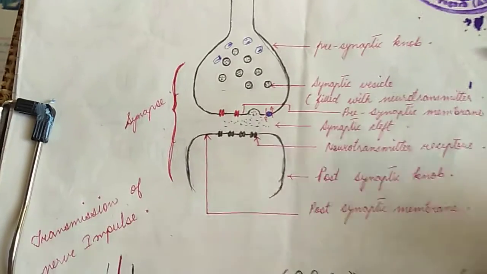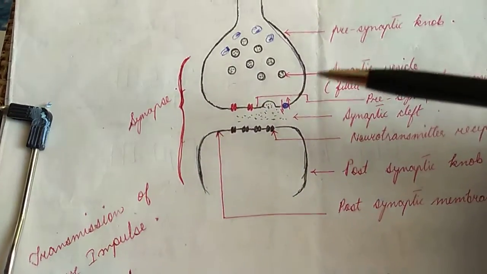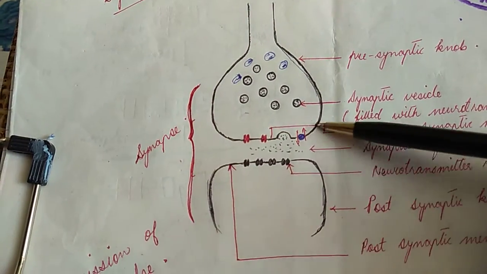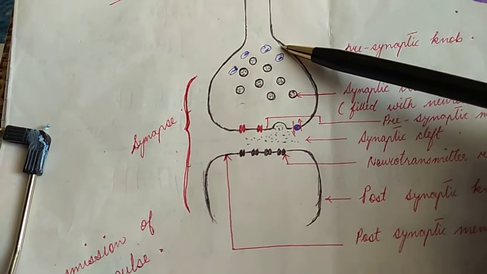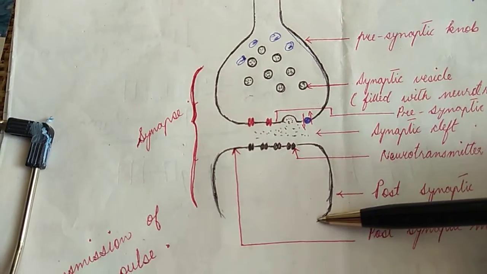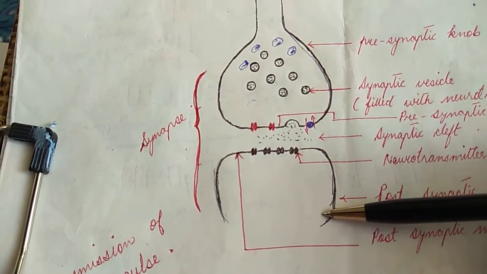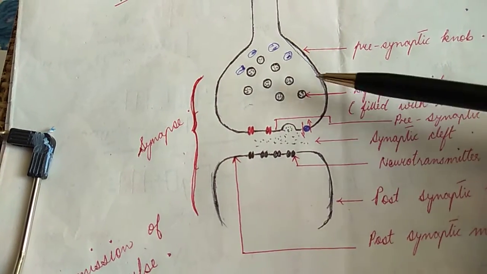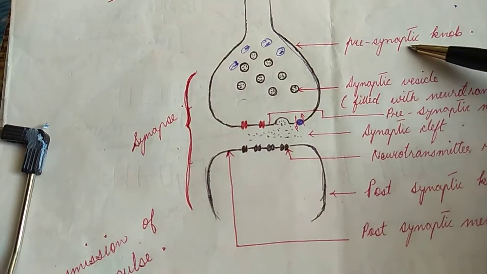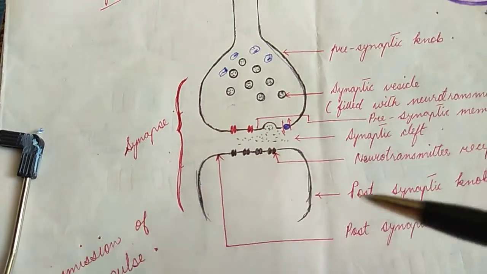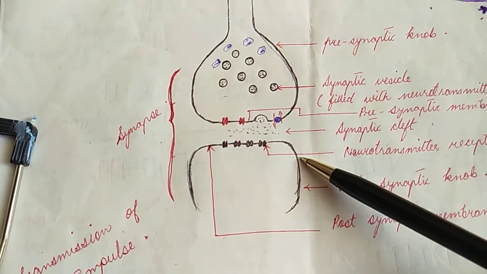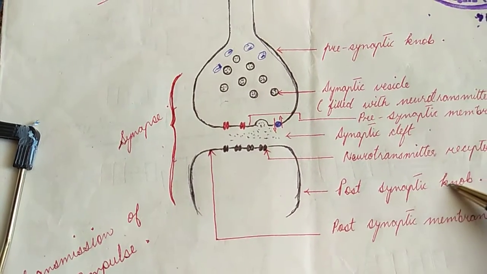Now let us discuss the structure of a synapse. Here we can see this is the end of an axon of a neuron and this is the end of a dendron of another neuron. The end of the axon is known as presynaptic knob, and the other knob, that is the dendron end, is known as postsynaptic knob.